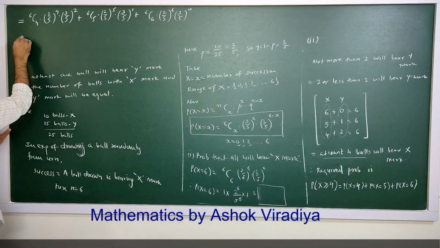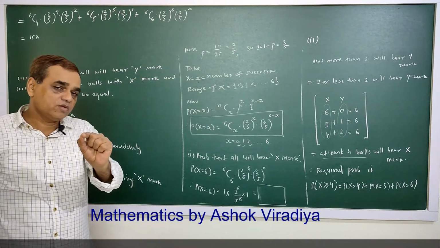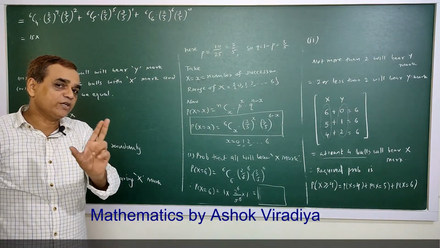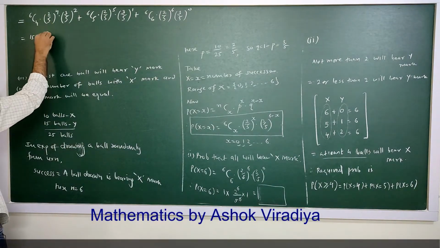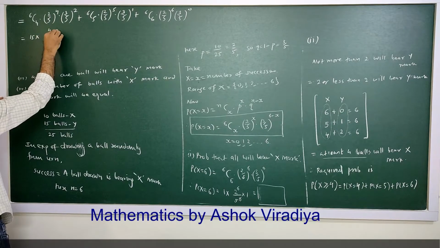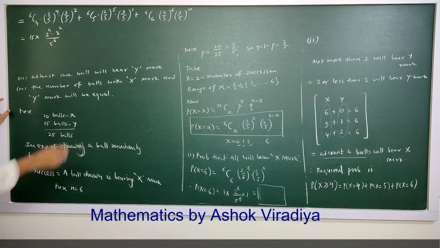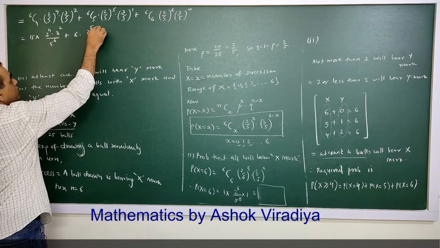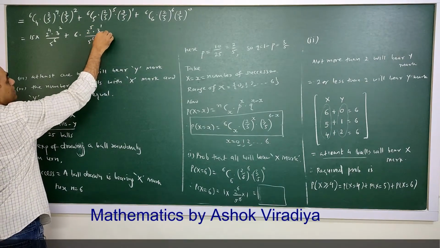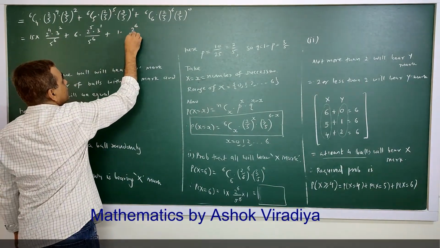So this is equal to 6C4, which is 15. 6C4 is 6C2, so 6 into 5 upon 2 into 1, 30 by 2, that is 15. So 15 into 2 raised to 4 into 3 square upon 5 raised to 6, plus 6C5, which is 6C1, that is 6, so 2 raised to 5 into 3 raised to 1 upon 5 raised to 6, plus 6C6, which is 1, into 2 raised to 6 upon 5 raised to 6.